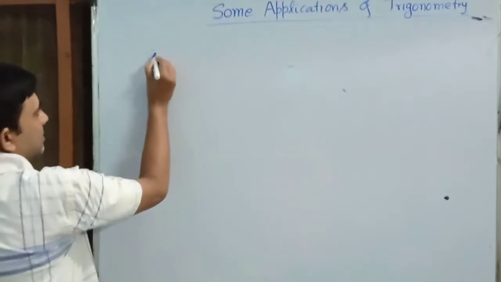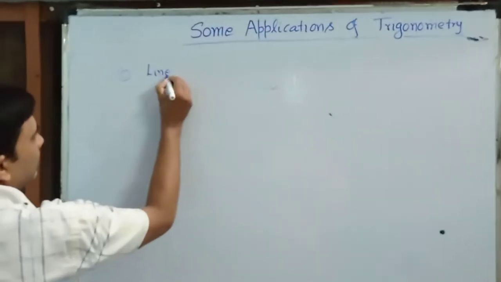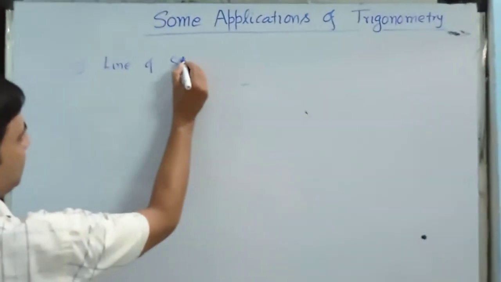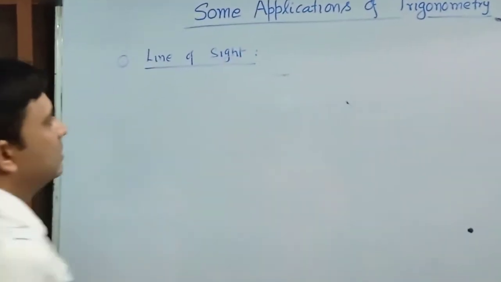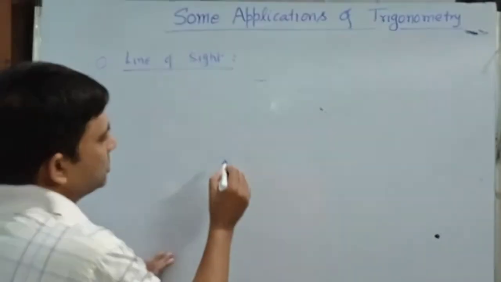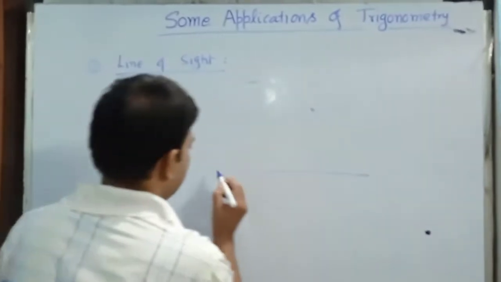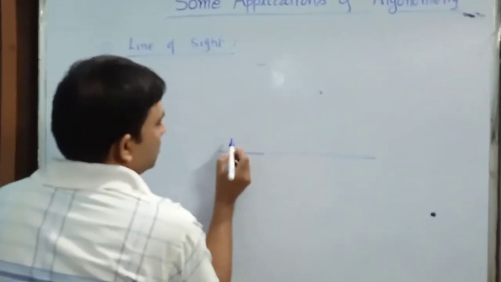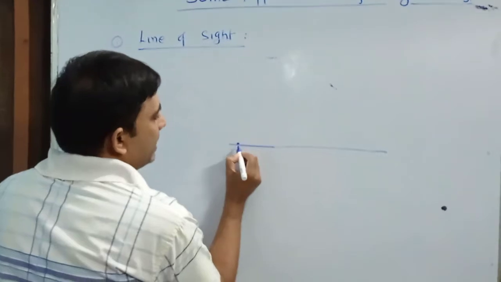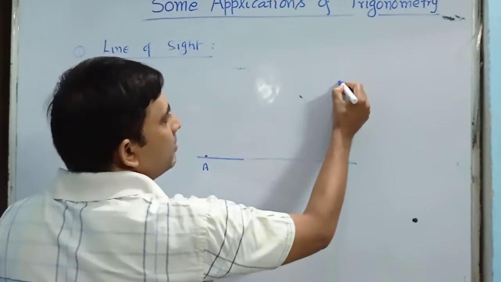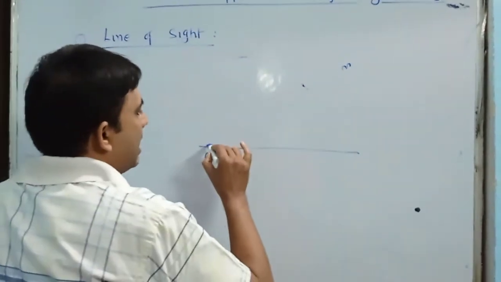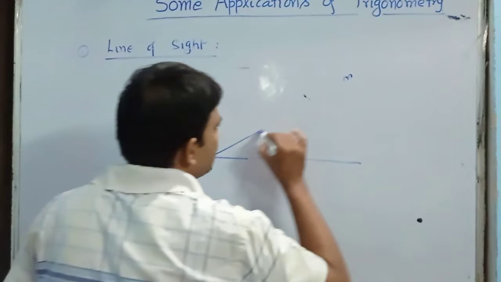First term is line of sight. Very important terms. First understand these terms thoroughly. What is line of sight? Suppose I am standing at point A and here is any bird or any plane and I am looking to this bird.